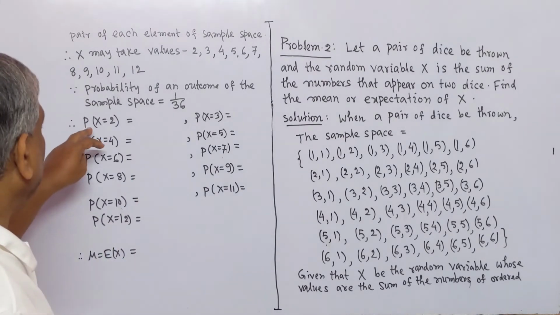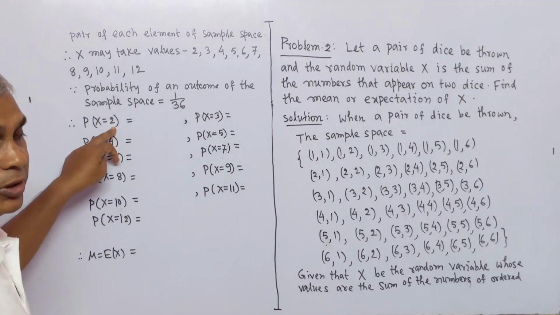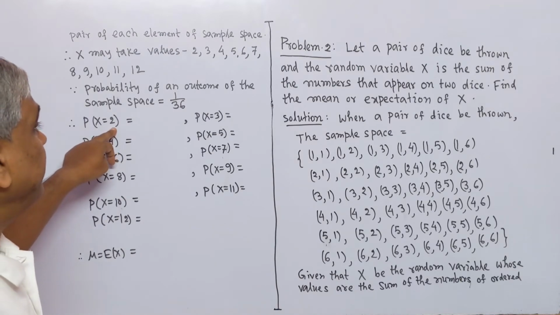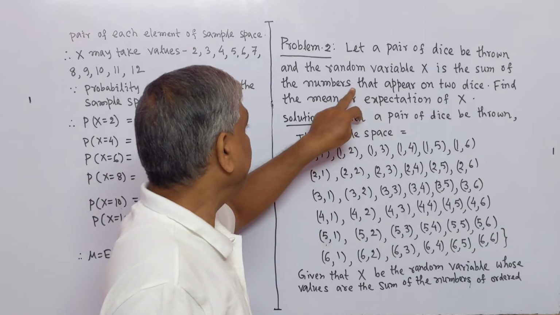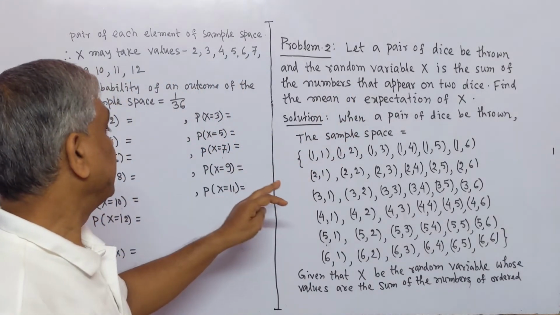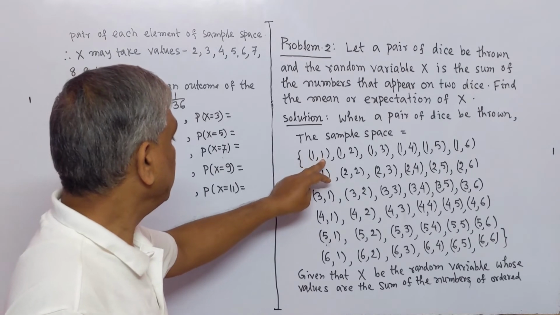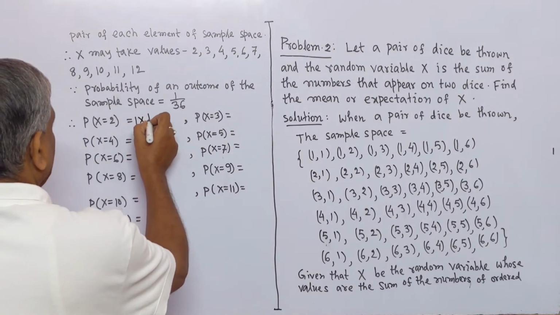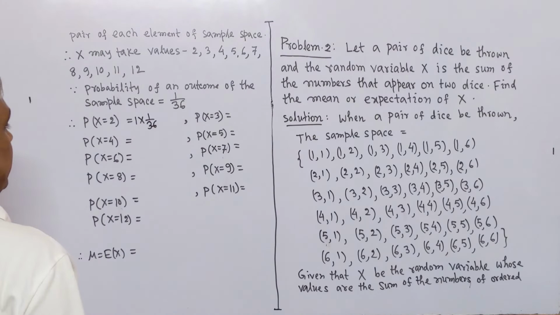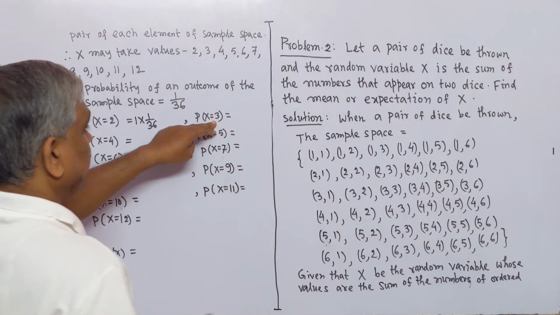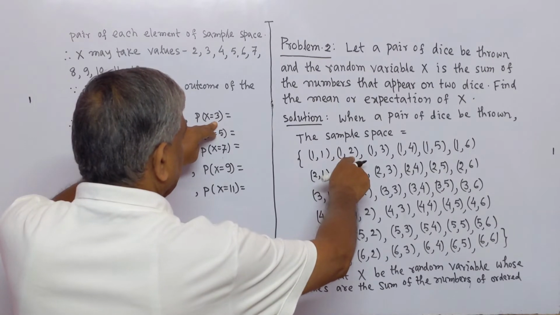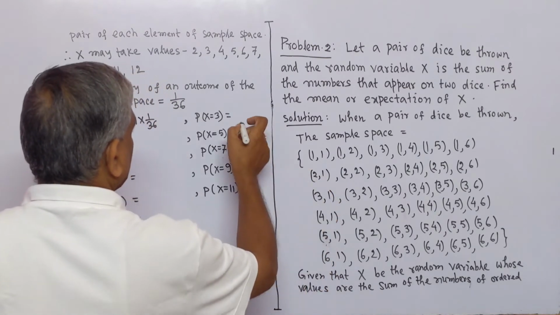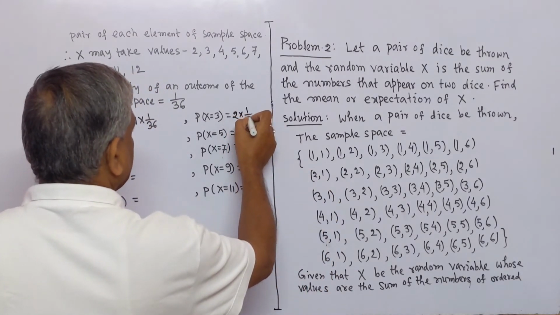Now we find the probability for capital X equal to 2. Here random variable is capital X whose value is 2, which is determined by the sum of the numbers of ordered pairs. Here 1 plus 1, 2, only single element. So probability will be 1 multiply 1 by 36. Now probability for X equal to 3, sum of numbers of the ordered pair be 3. Here 1 plus 2, 3, 2 plus 1, 3. So we get 2 such numbers. So probability will be 2 multiply 1 by 36.